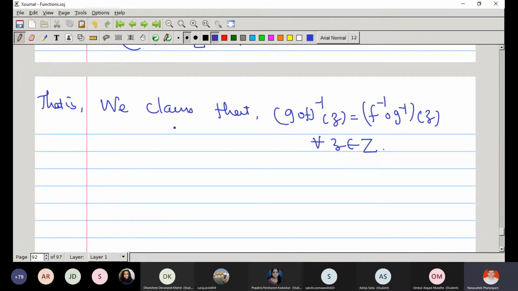See this line. Read this line carefully. What is our aim? (g composite f inverse)(z) is equal to g(f inverse(z)). See, whatever you are saying is not wrong, but not appropriate.